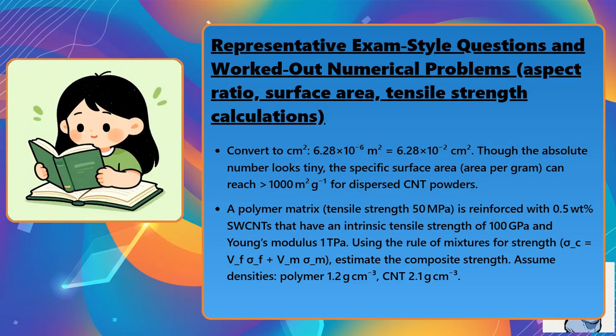A polymer matrix, tensile strength 50 megapascals, is reinforced with 0.5 weight% single-walled carbon nanotubes that have an intrinsic tensile strength of 100 gigapascals and Young's modulus 1 terapascal. Using the rule of mixtures for strength, sigma sub C equals Vf sigma sub F plus Vm sigma sub M, estimate the composite strength. Assume densities. Polymer 1.2 grams per cubic centimeter, carbon nanotube 2.1 grams per cubic centimeter.